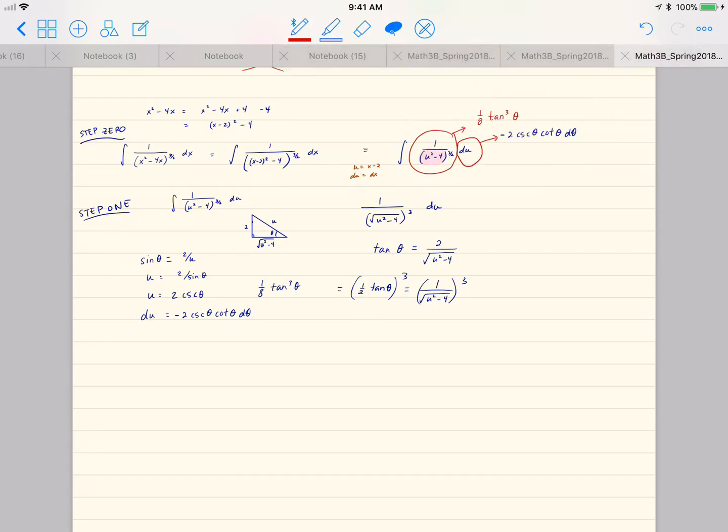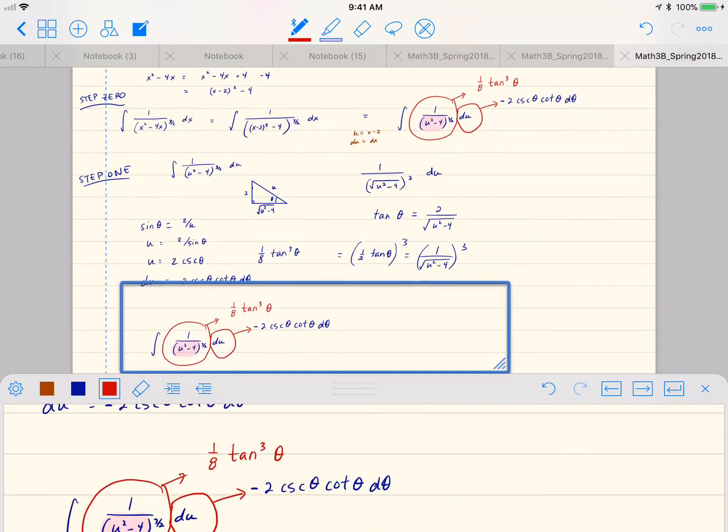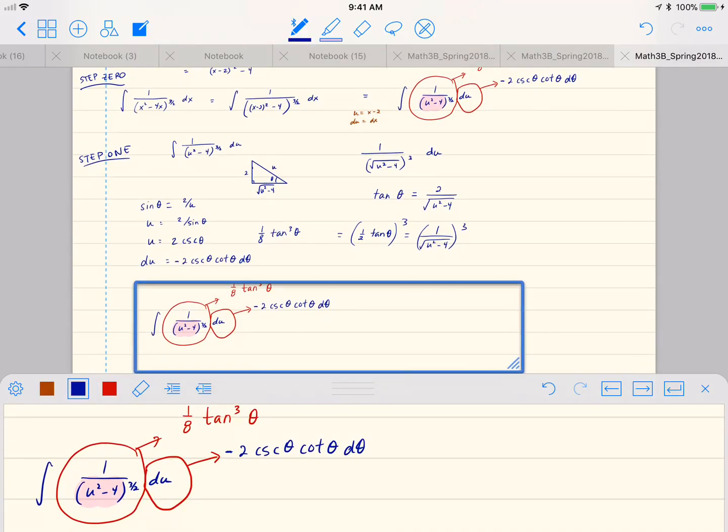Copy, paste. Okay. So I'm ready to combine.